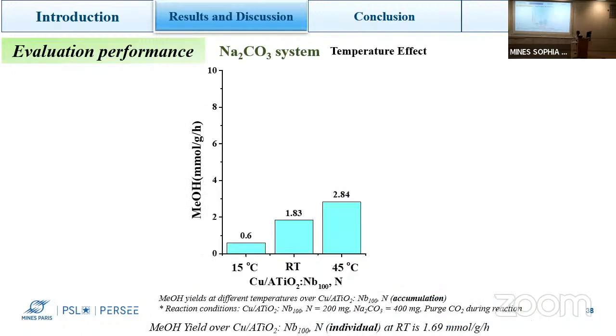And then we looked at the temperature effect for our best catalyst. At low temperature in sodium carbonate, we get quite low methanol production. Then at higher temperature, at room temperature, it increased, and at 45 degrees it's getting even better methanol production. We think that in sodium carbonate, a higher temperature is good for our reaction.